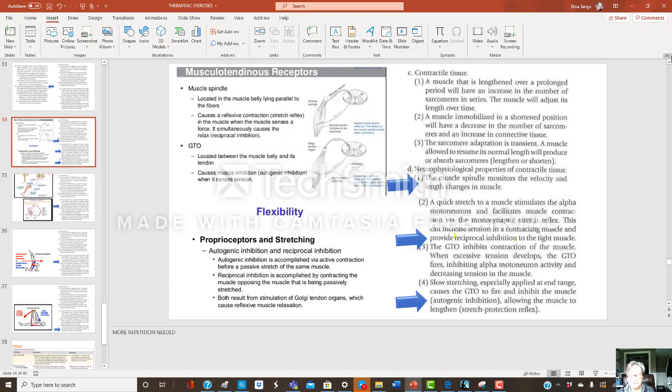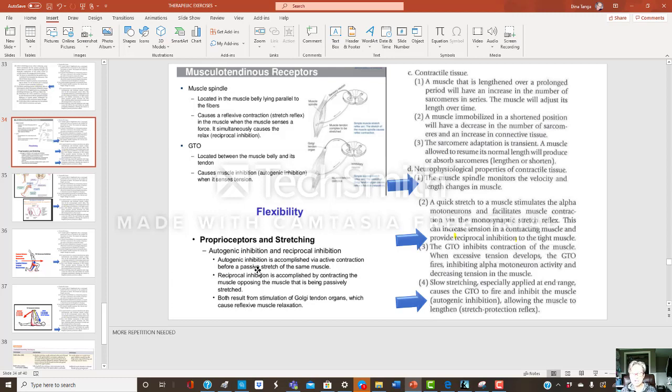So autogenic inhibition is accomplished via active contraction before a passive stretch of the same muscle. So autogenic inhibition is actively contracting the hamstrings before you passively stretch the hamstrings.